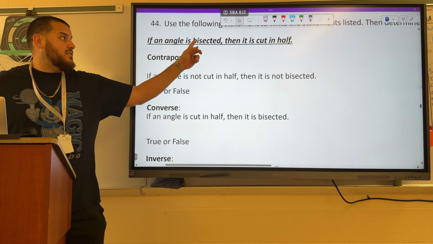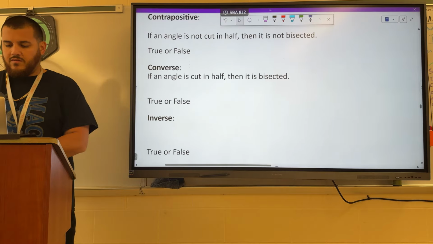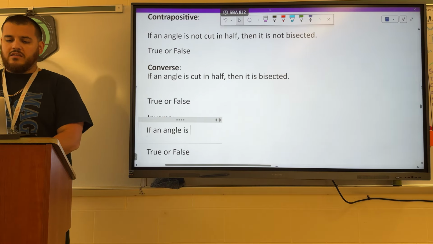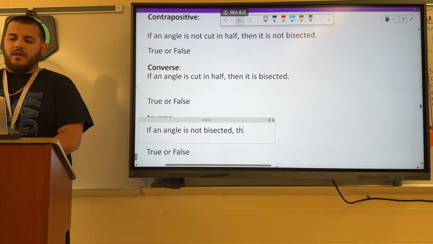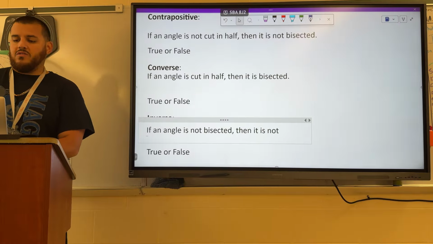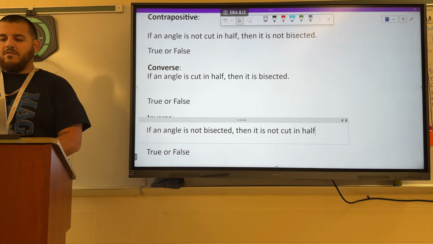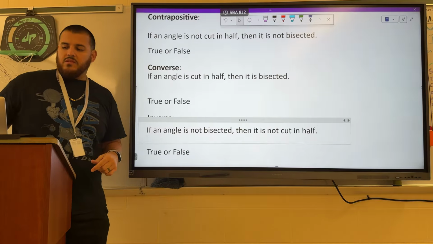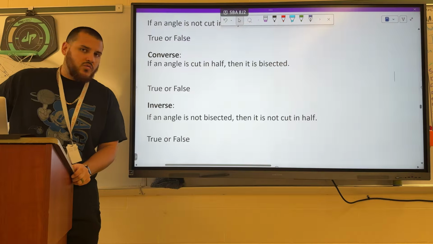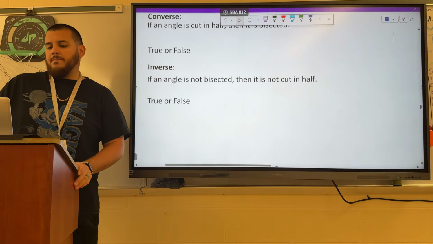So that angle is bisected stays up front. We just say the opposite of that. So if an angle is not bisected, then it is, we also negate the conclusion, it is not cut in half. Again, all three of these are true statements here. Again, that is how it works for theorems in geometry.